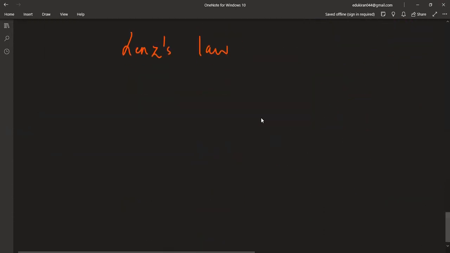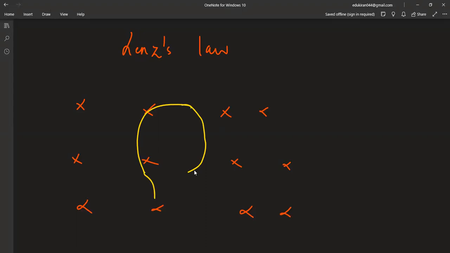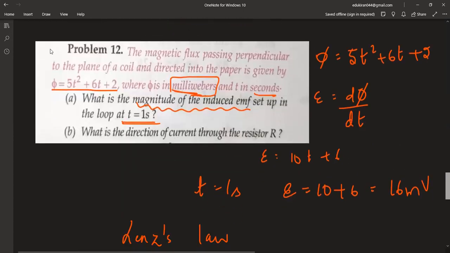If this is perpendicular, this is the setup, right? Now, direction of current through the resistor R. It means there is some coil which is present with the resistor R. So direction of induced current will be to oppose it, right? Now, if induced current has to generate outward flux, it has to move anti-clockwise, and induced current will flow from left to right. This would be the direction. Write it. This was a very easy short question. Some more questions we will see.